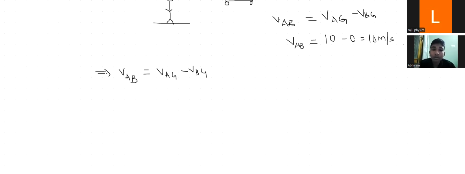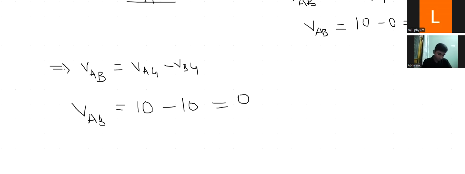A and B are both sitting on the trolley, so the trolley moves with the same speed. The velocity of A is also 10, the velocity of B is also 10. So 10 minus 10 is 0. So the relative velocity of A with respect to B is 0, and the relative velocity of B with respect to A is also 0. Okay, copy it.